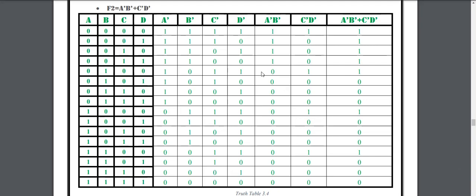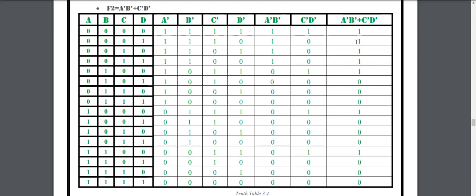Now this is the last Boolean expression which we are going to implement. This reads as A complement and B complement, or C complement and D complement. This implies that either this value has to be 1 or this value has to be 1. And for any one of these values to be 1, C and D, or A and B, both of them should have the value 0.